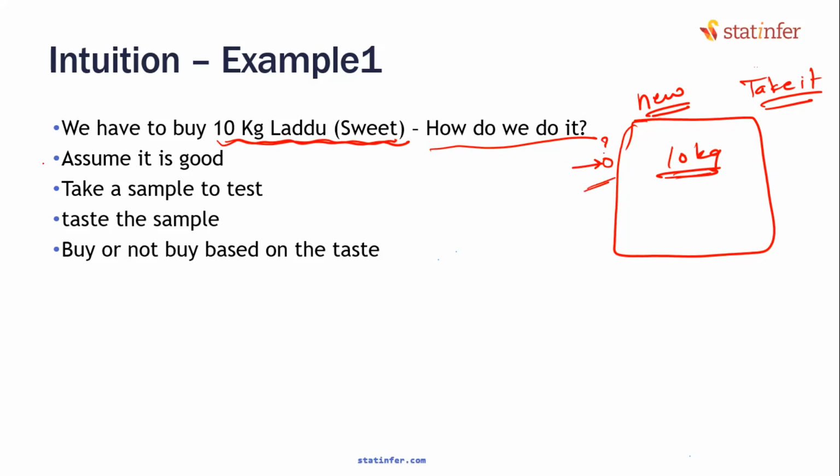We first assume that the laddu is good. That is our assumption. Then we take a sample to taste it. We test it. Imagine this laddu is good, that's the assumption. And when we tasted this laddu, we automatically got that vomit sensation, or we felt like puking it.